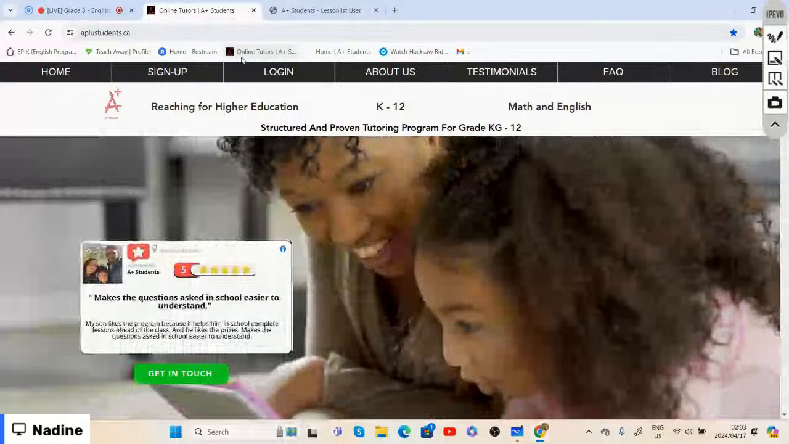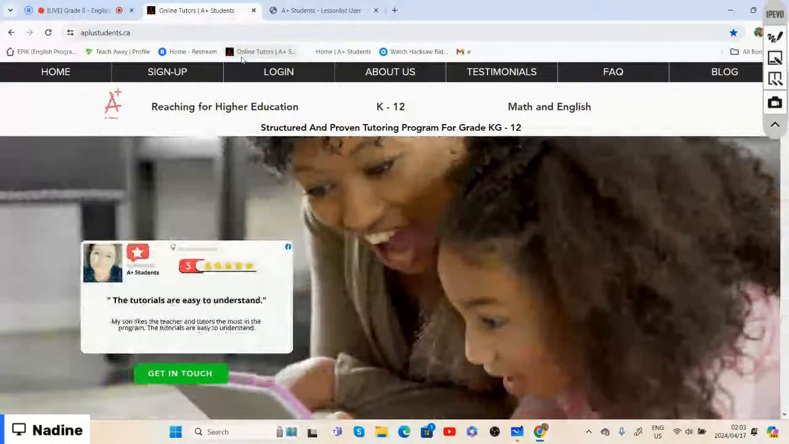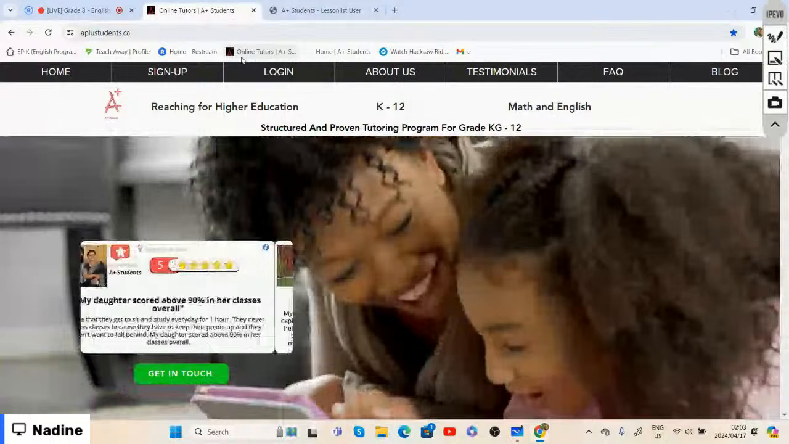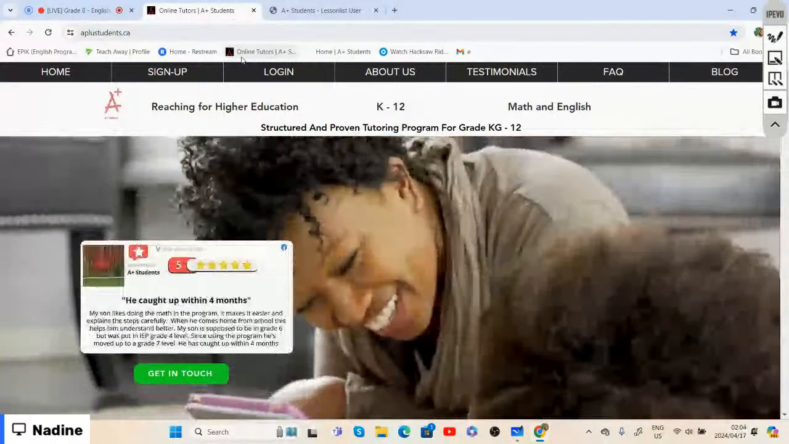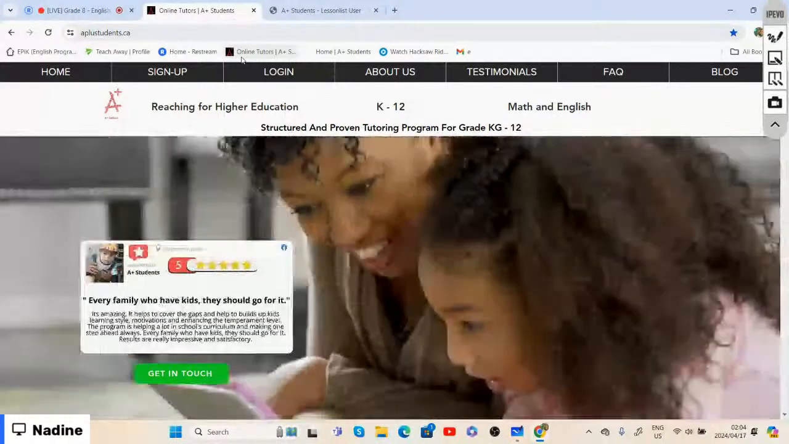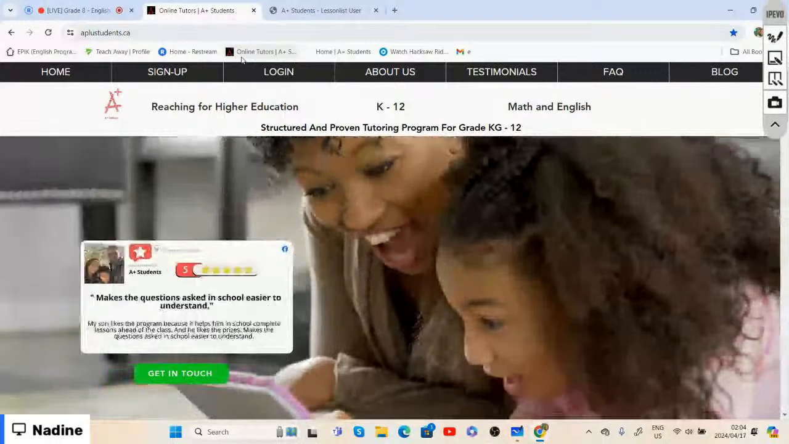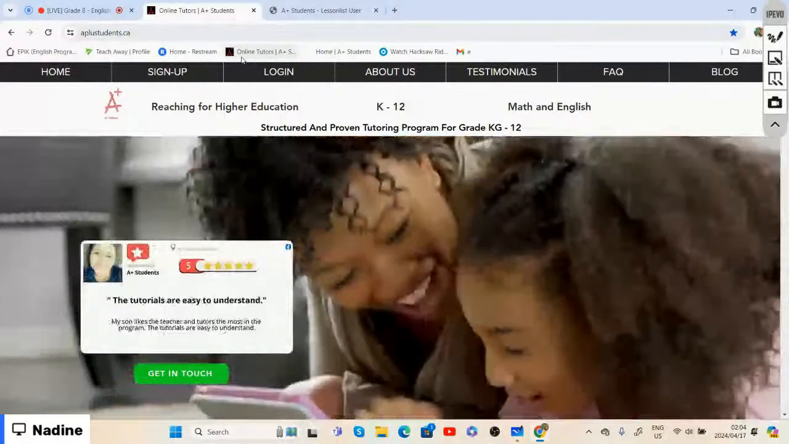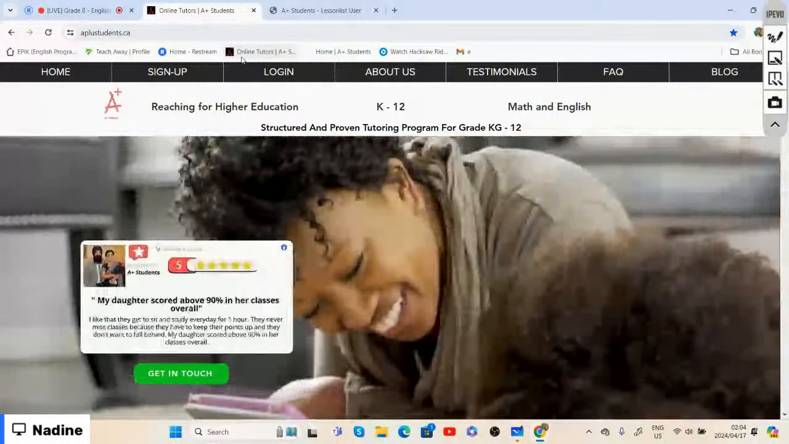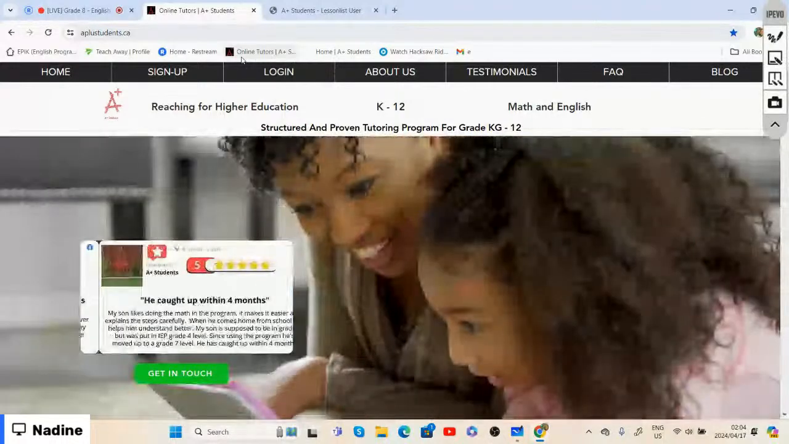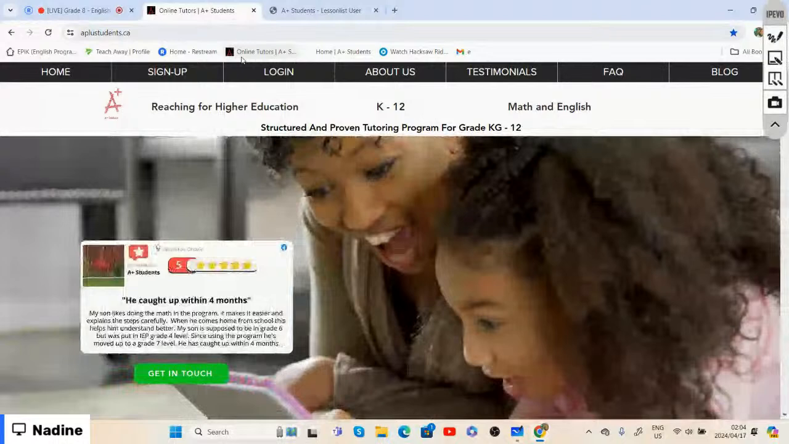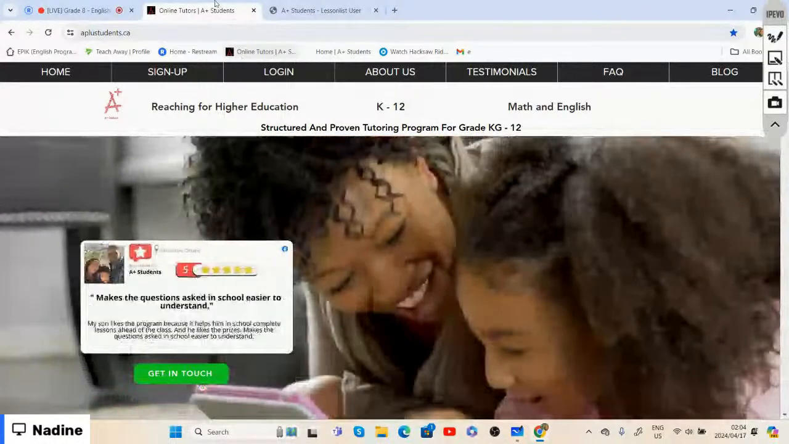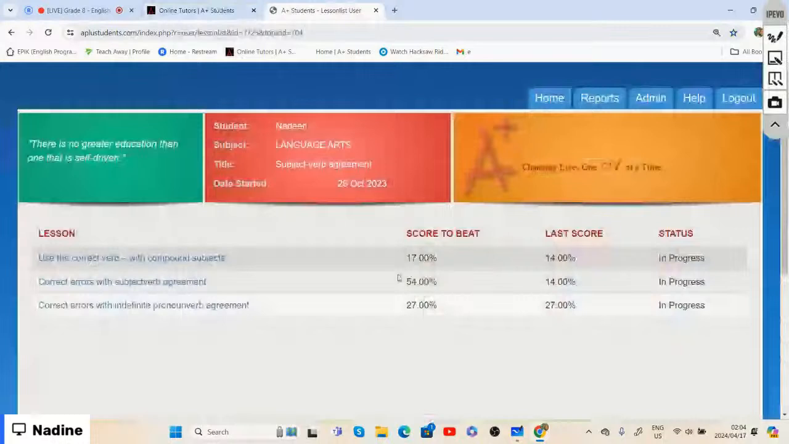All right. So this is subject verb agreement. We said that we are on aplusstudents.ca, and then we're going to scroll down until we get to the subject of language arts, grade 8, and then we're going to scroll down until we get to subject verb agreement.